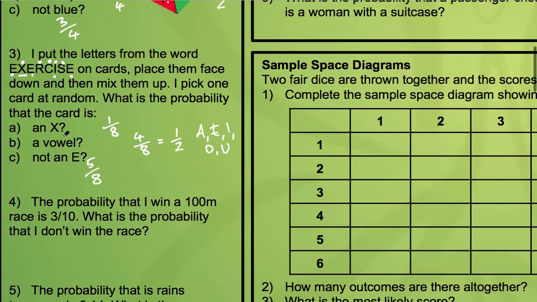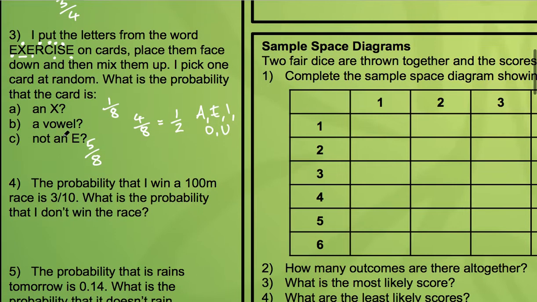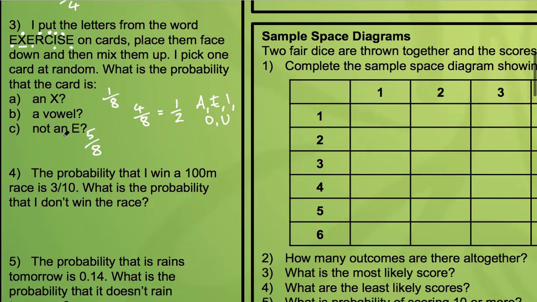Question 4, the probability that I will win a 100-meter race is 3 out of 10. What is the probability that I don't win the race? This is the idea of mutually exclusive events. Winning and not winning are mutually exclusive. So the outcomes of mutually exclusive events always add to 1. In general, we're just thinking about 1 minus that option. 1 minus 3/10 is 7/10.